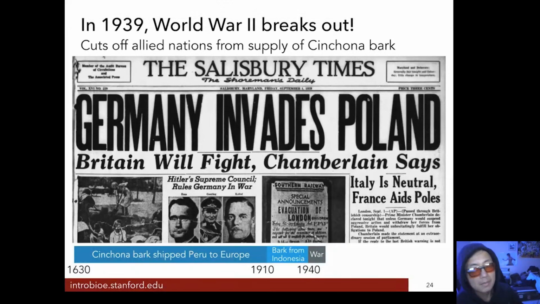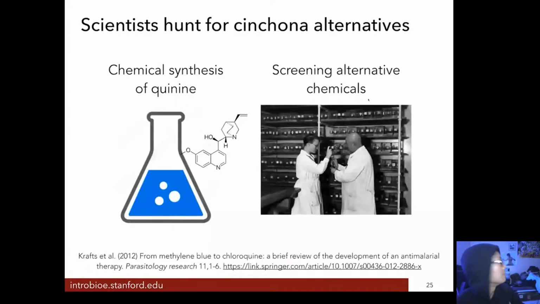So this war sparks a massive hunt for cinchona bark alternatives. People are trying really hard to synthesize quinine in the lab so that they don't need to get it from the bark of this tree, but they have no idea how to put this molecule together. And so they start doing a lot of synthetic chemistry to figure out if they can get this molecule made in the lab.